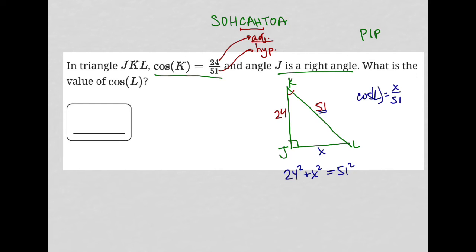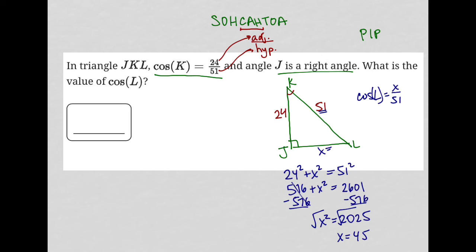And 24 squared is 576, plus x squared equals 51 squared, which is 2,601. If I subtract 576 from both sides, I get that x squared is equal to 2,025. If I then square root both sides, I get that x is equal to 45.